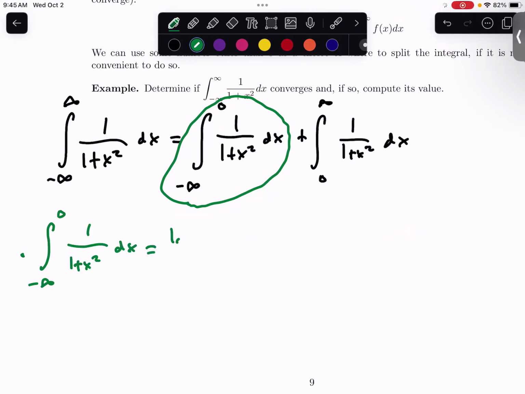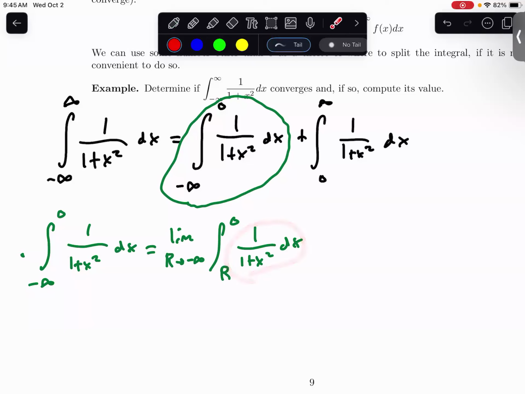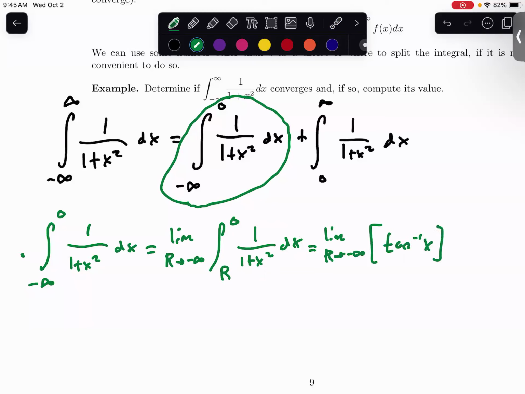You can write this as being equal to the limit as r goes to minus infinity, and then we're going from r to 0 of 1 over 1 plus x squared dx. And so this integral here is given by inverse tangent. It's one that we're familiar with already. So this is going to be equal to the limit as r goes to minus infinity of inverse tangent of x, and this is going from r to 0.